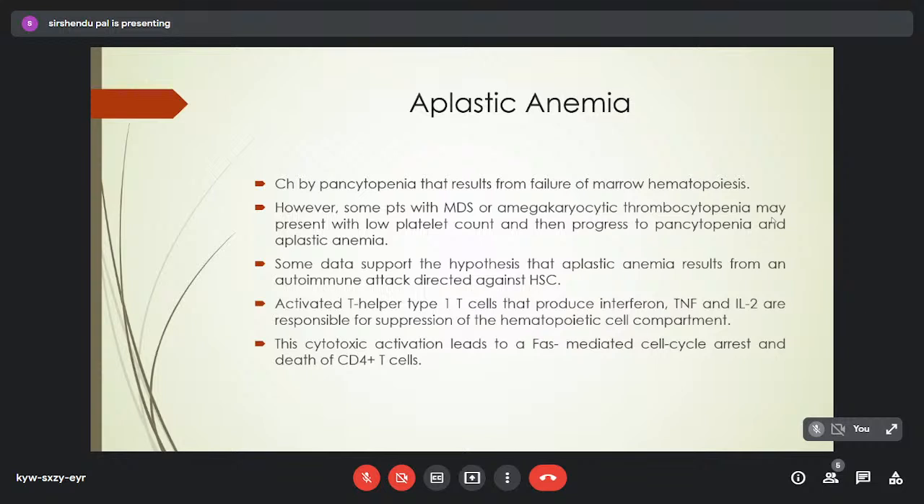and aplastic anemia. Some aplastic anemia results from an autoimmune attack directed against the hematopoietic stem cells, and the diagnosis can be confirmed with the help of bone marrow examination, that is, we go for bone marrow trephine biopsy.